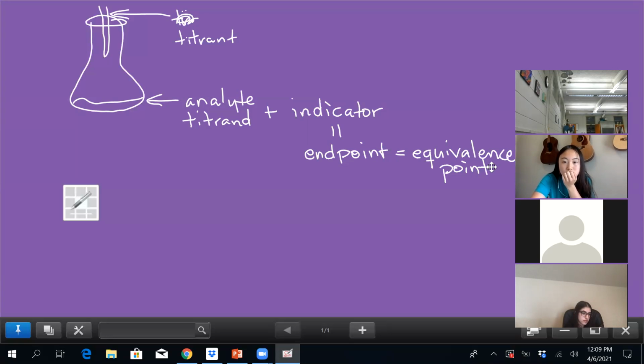In an acid-base titration, that end point should be called an equivalence point. That is where you have equal moles of titrant and analyte. The equivalence point is where we have equal moles of titrant and analyte.